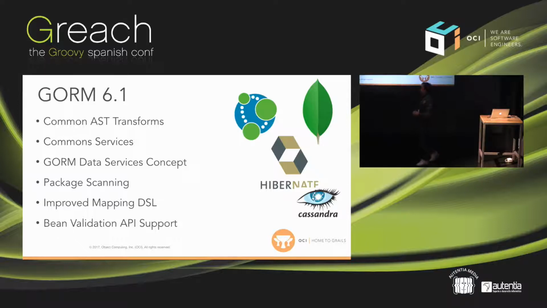We also have Bean Validation API support, which ties nicely into the fact that we've restored JPA annotation support. So if you prefer to use JPA annotations with Bean Validation API annotations like @NotNull and @Min for defining your validation constraints, you can do that now. But the big deal about GORM 6.1 is the new data services concept.